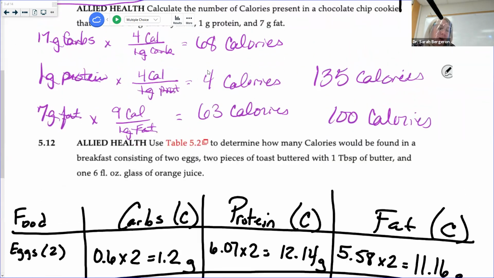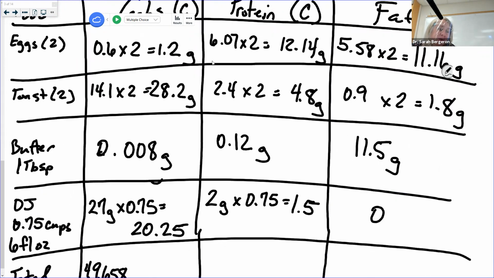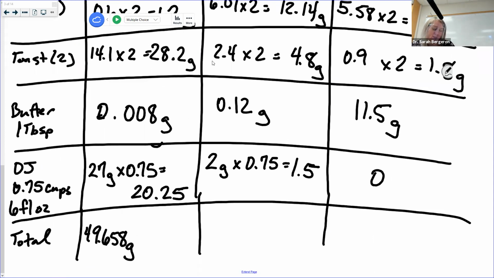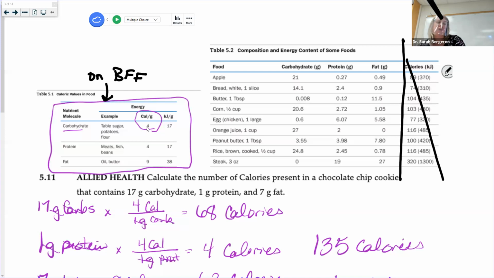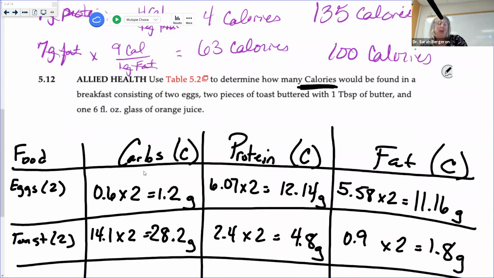What do I want to be in? What are they asking me for? How many calories? So I need a conversion factor that will put me from grams to big C calories. Do I have one? Go look up at the top. Do I have something that's going to tell me calories per gram? Yes, so I know for carbohydrates, there are 4 calories per gram. So put it down here: 4 calories per gram.